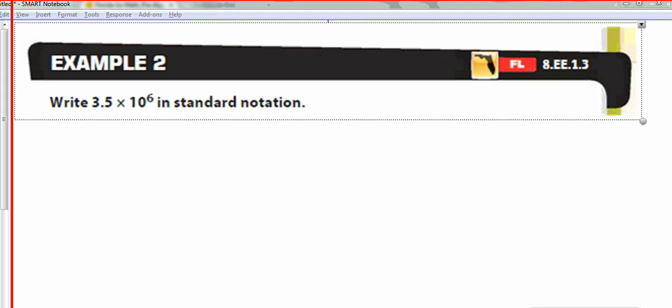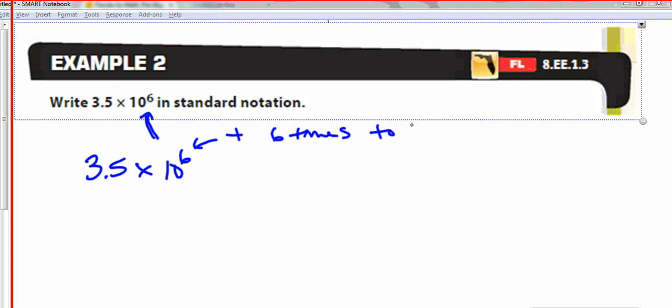It says here that you have 3.5 times 10 to the 6th. What you need to know is that the exponent is going to tell you exactly how many times to move the decimal place. So in this case, you'd have to move the decimal place 6 times. So let's rewrite the number first: 3.5 times 10 to the 6th power. And because this exponent, being a 6, is positive, we're going to move it 6 times to the right.